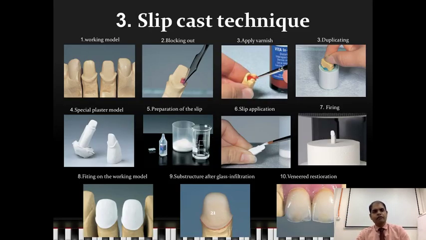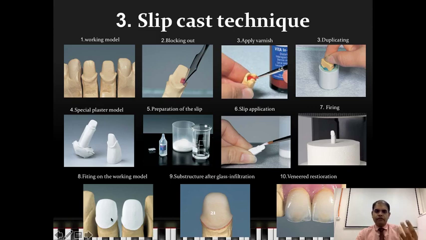For the slip cast technique, we should have a working model. We have to block out the undercut. Then we apply a varnish, which is like a separating media. We duplicate, and after duplicating we get another working model. Then we make the slip, and manually with a painting brush we apply it. Then we do the firing, that is called baking.